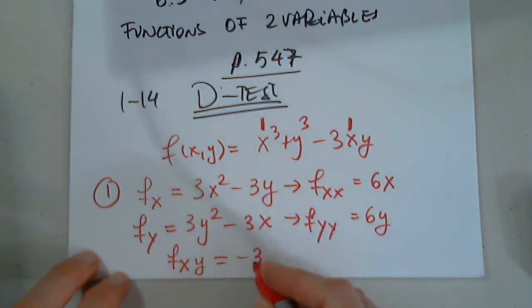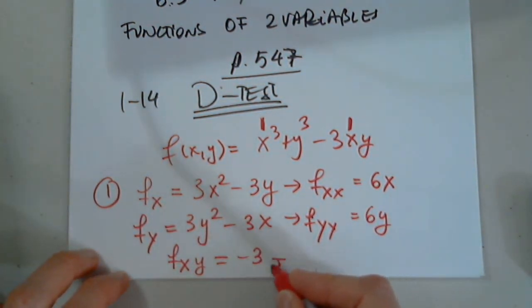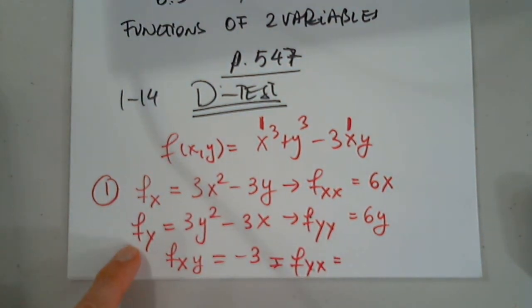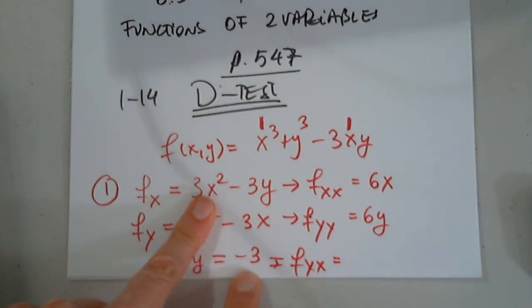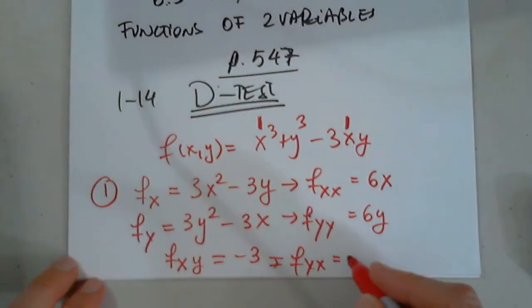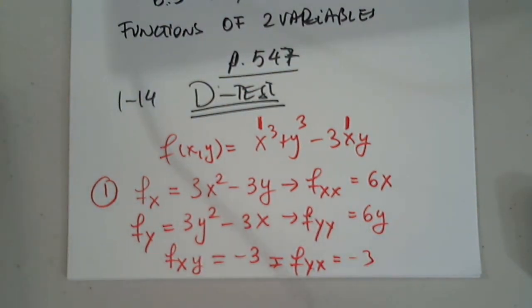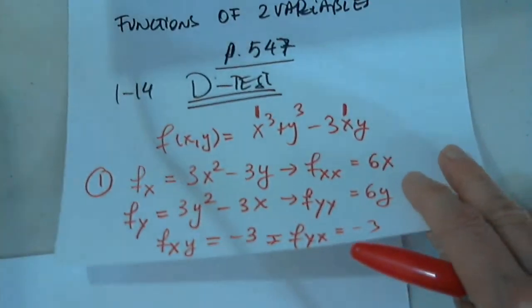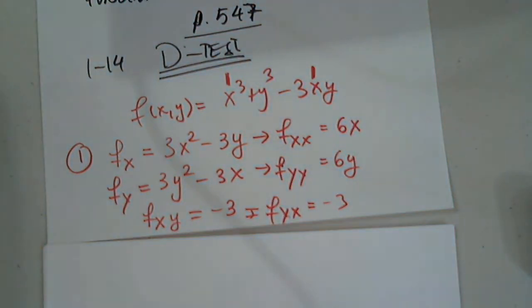That's it. And now if I want to check how much is fyx, fy, and now we differentiate with respect to x. -3. -3 again, of course. Good. So now this was part 1. Part 2. Now we have to solve the system.